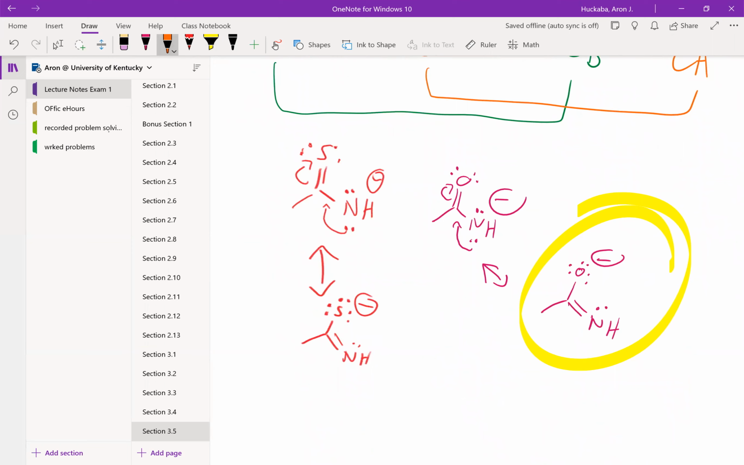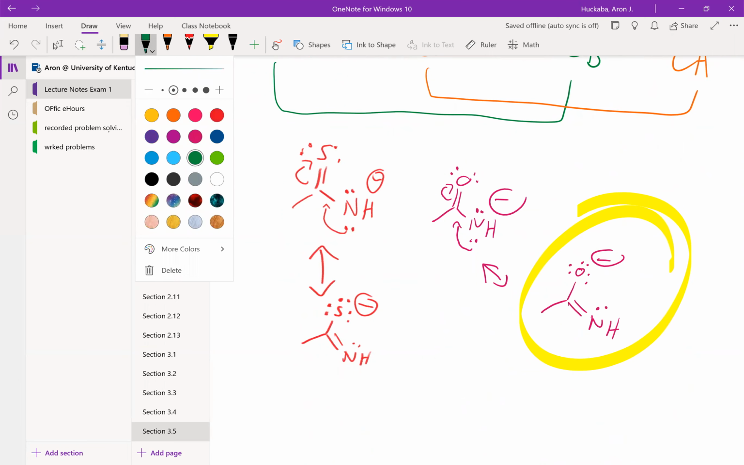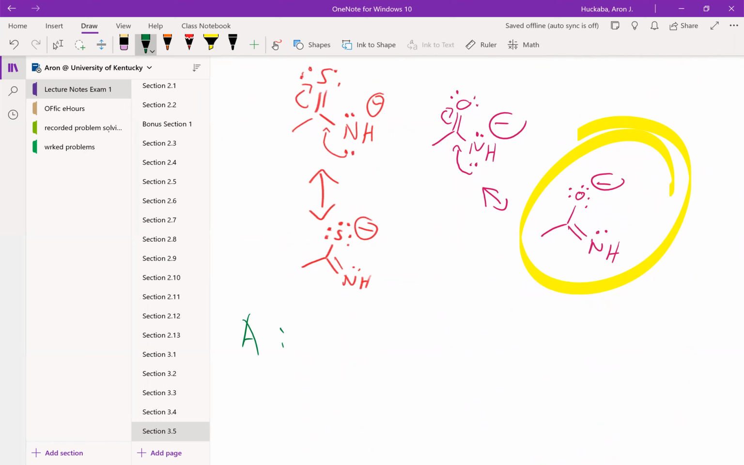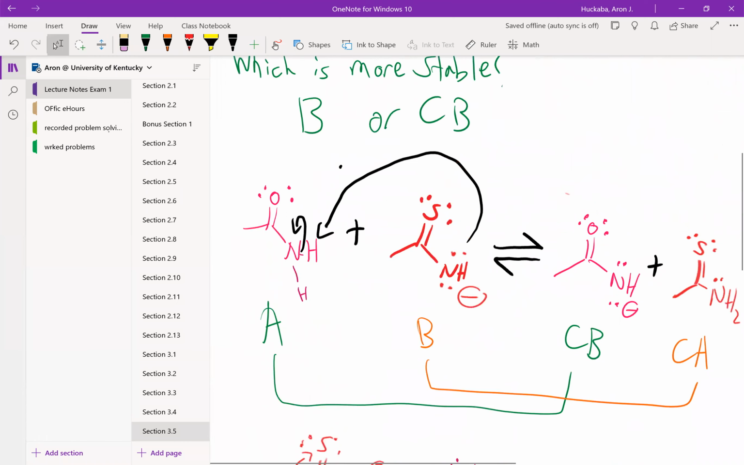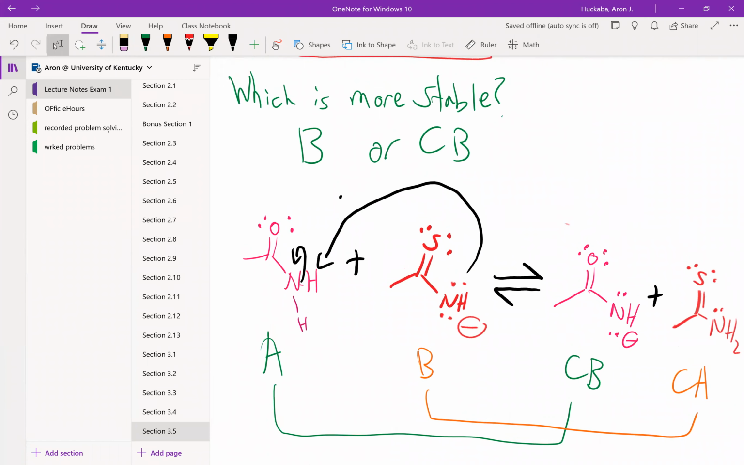I'll just write that in here. Whoops, I should say A is the acid. Is the strongest acid. So reactants are favored. And there we have it. So now we can determine equilibria of reactions just based on using the ARIO rules that we learned. So this has been section 3.5.